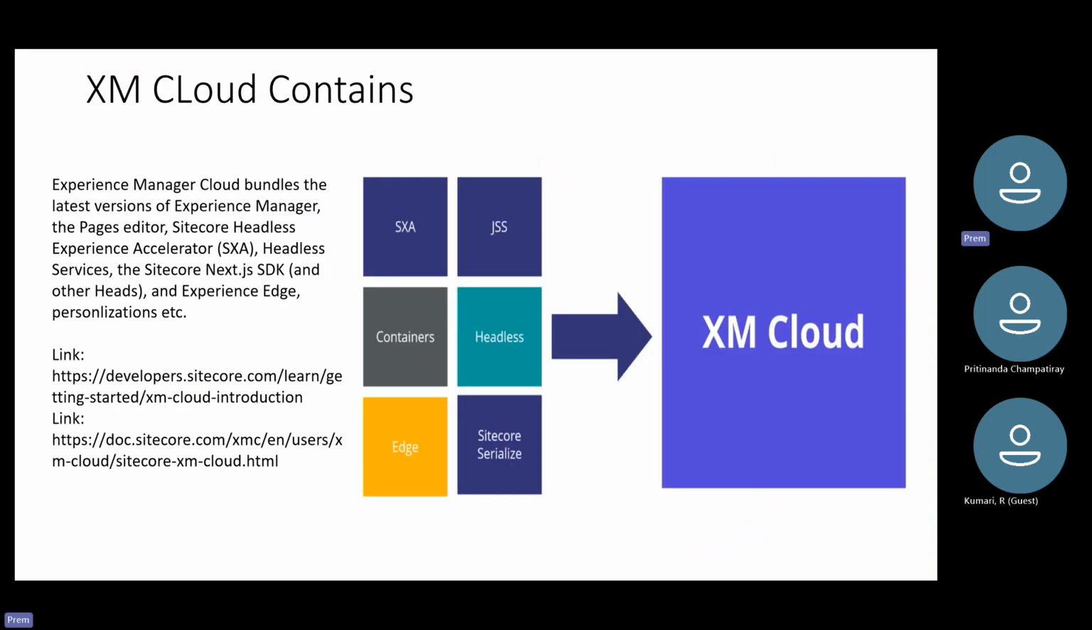Okay, let's go ahead and see what things we have. I have taken an old picture. You can see we have SXC, JSS, container, headless, Edge, and Sitecore serialization. There are a lot of other things as well. Suppose we have Experience Edge, personalization, and the CDP platform. In XM Cloud, we have a lot of things.